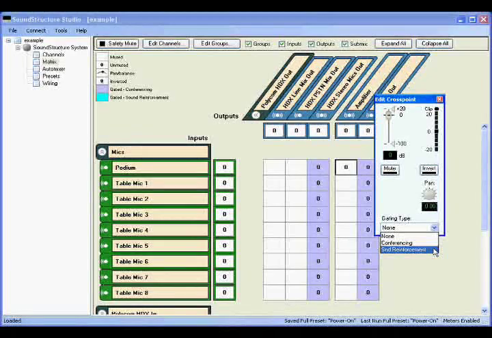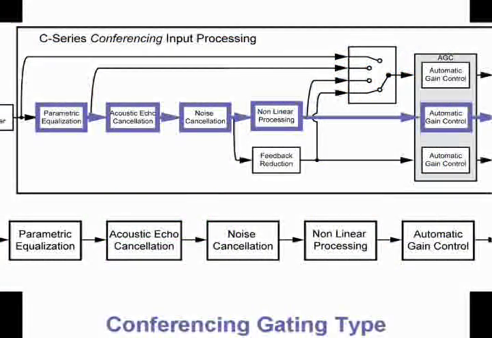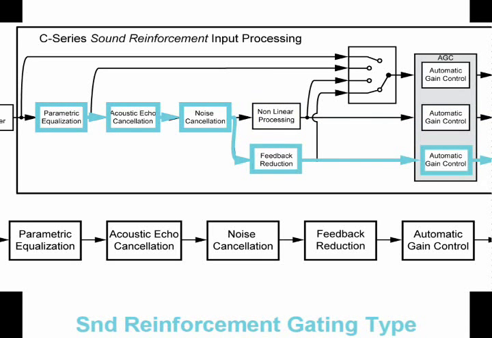These 2 options differ in the processing paths that the audio channels follow. For the conferencing gated type, the input channel runs through the input equalization, acoustic echo cancellation, noise reduction, nonlinear processing, and then the automatic gain control, dynamics processing, automixer, signal delay, and mute. For the sound reinforcement gating type, the signal also runs through the input equalization, acoustic echo cancellation, noise reduction, but the signal does not run through the nonlinear processing. In addition, the signal processing includes a feedback eliminator.